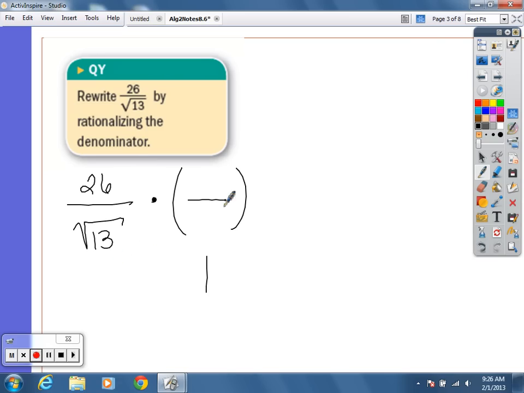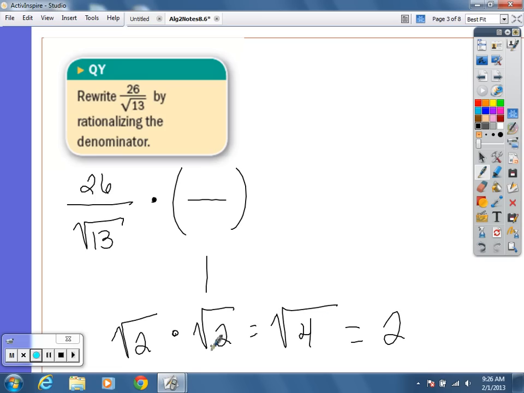And what's nice about square roots is if you take a square root of a number, like the square root of 2, times itself, the square root of 2, that gives us the square root of 4, which is 2. How come? That's 2 to the 1/2 times 2 to the 1/2. We add our exponents, and that's 2 to the 1st, which is 2. So that's the nice thing about square roots, okay? So what we can do is multiply the top and bottom by the square root of 13 over square root of 13 because that is equal to 1. And some nice things will happen.